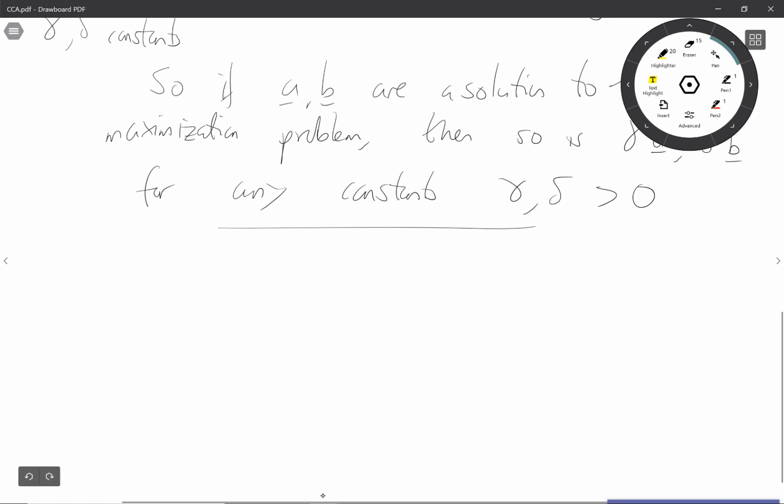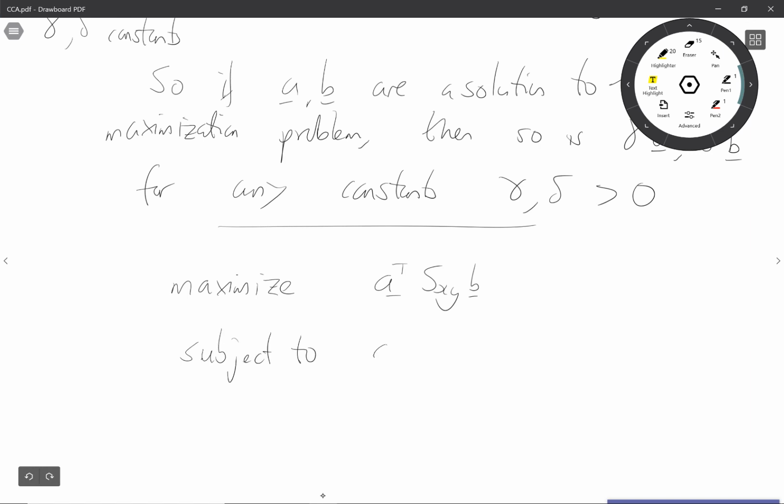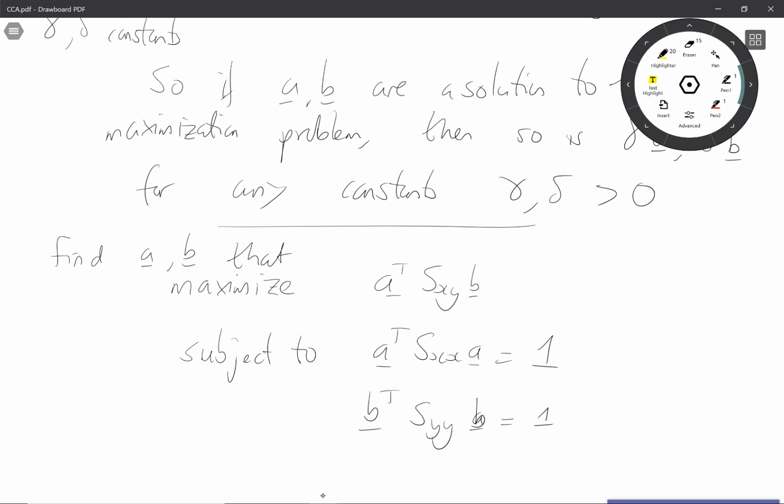So what we're going to do is change the problem to maximize A transposed S_XY B, subject to A transposed S_XX A equals 1 and B transposed S_YY B equals 1. So the problem is: find A and B that maximize A transposed S_XY B subject to A transposed S_XX A equals 1 and B transposed S_YY B equals 1.